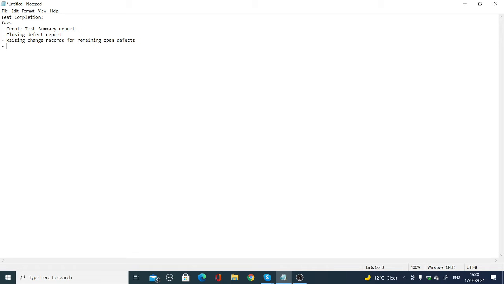So the business might have decided, let's make the system live. After going live, we will fix these defects. So you can't close these defects. You need to keep them open, but you need to raise change requests. So before you hand over to the maintenance team, these are the open defects you are passing to the maintenance team so they can follow them up.